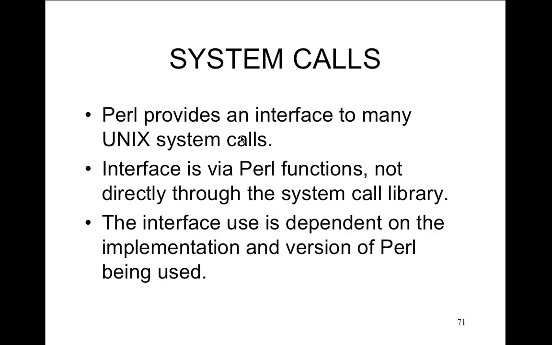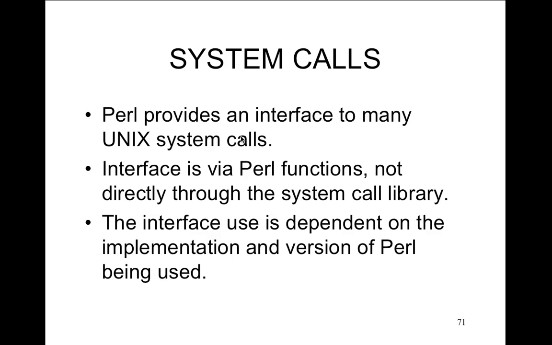So I already mentioned the concept of system calls. This is kind of a review, but Perl provides the interface to many of the Unix system calls, which is why it's a very popular Unix scripting language. The interface is via the Perl functions, not directly through the system call library. We actually have a Perl API that's created. That's actually not really in the form of an API. It's through the implementation of Perl, and it goes through the functions that call the system calls.